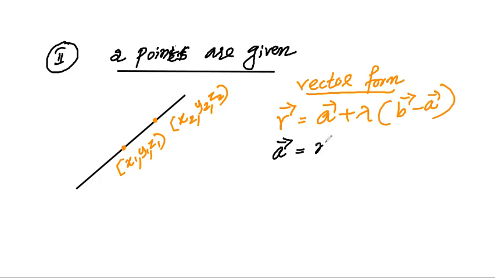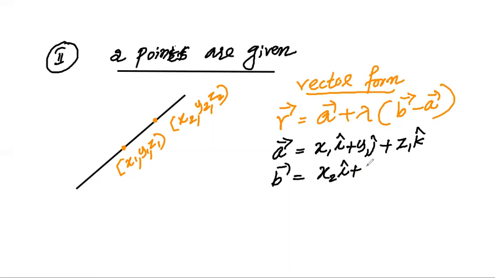Vector a here in this case is the position vector of the first passing point, that is x1i plus y1j plus z1k, and the vector b is the position vector of the second point, x2i plus y2j plus z2k. I hope it's clear for you, isn't it?